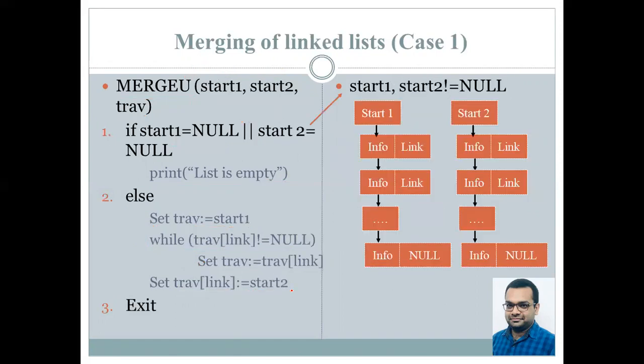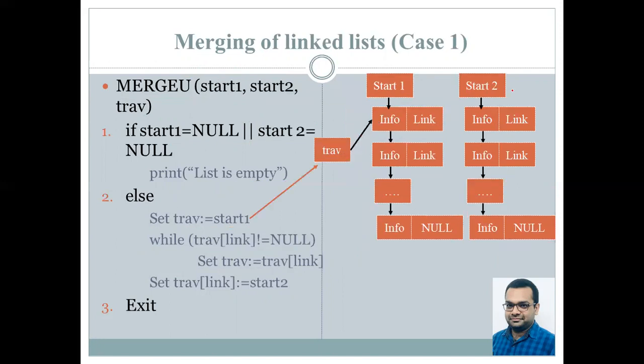Let's see. Now, suppose you're given these two linked lists. Clearly, start1 and start2 both are not null because none of the lists is empty. So the program control jumps to the else part where we initialize the traversal's value to point to the first node of the first list by using the statement traversal equals start. Now we check, yes, traversal's link is not null because it holds the address of the second node in the linked list. Therefore, this statement inside the while loop is executed and traversal points to the address of the second node.